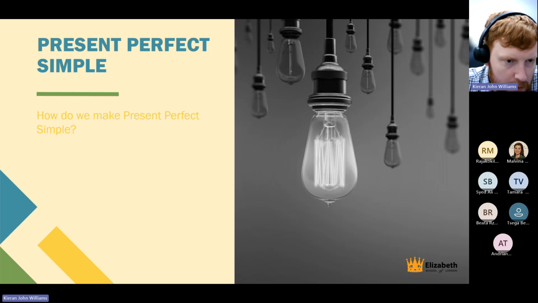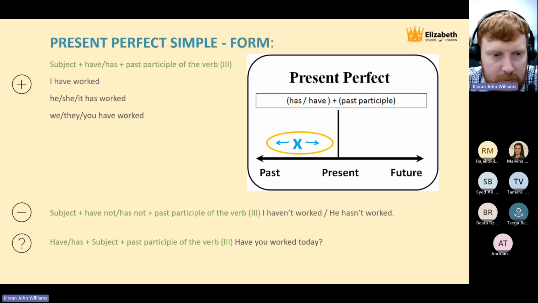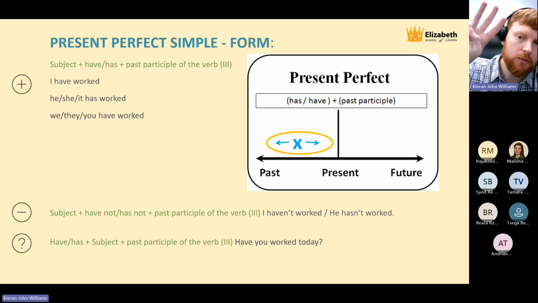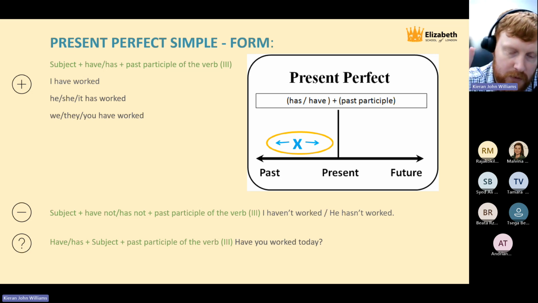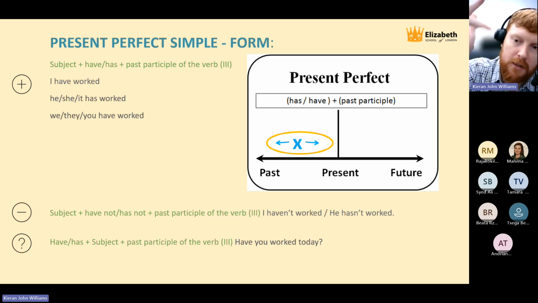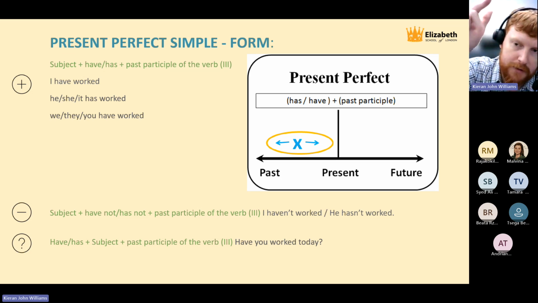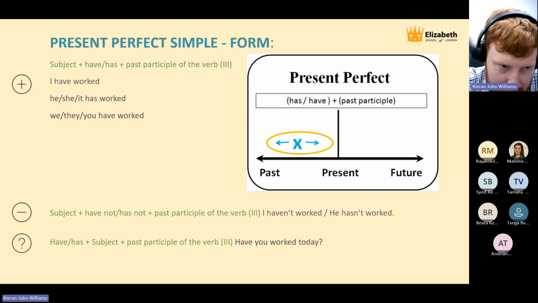Okay, so we make present perfect simple by using the subject, I, he, she, it, we, they, you, using the verb have or has. So I have, he, she, it has, we, they, you have, plus the past participle of the verb, or some people know it as the third form of the verb. Okay. So, like swim, swam, swum. So you will need to use the third form, swum, or write, wrote, written. You need to use the third form here.